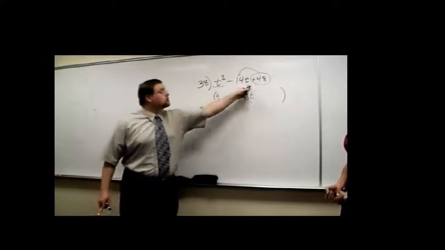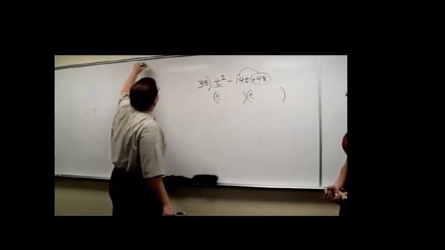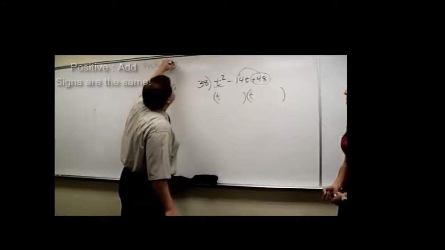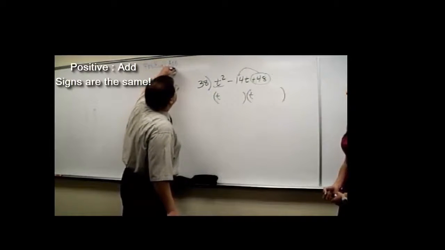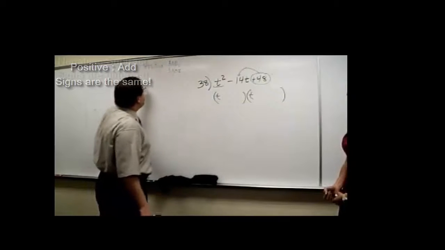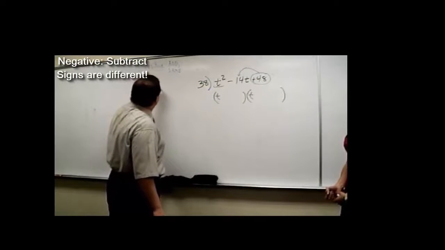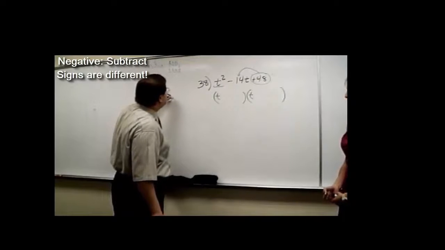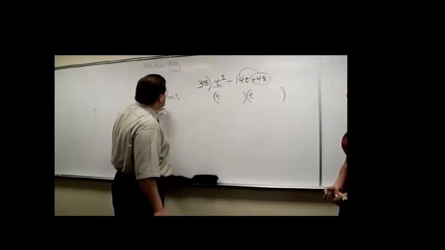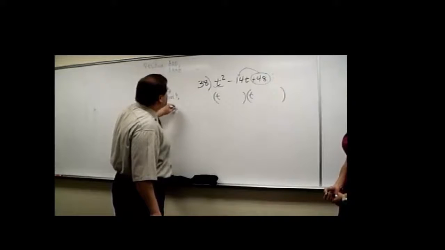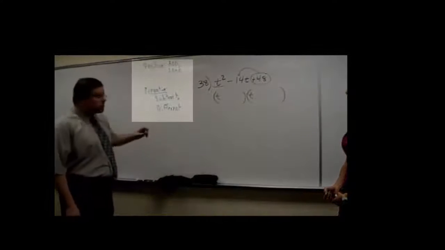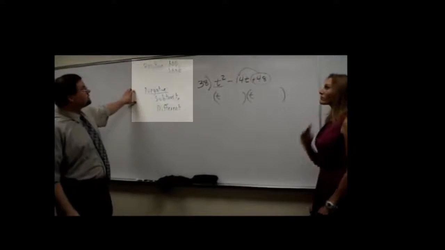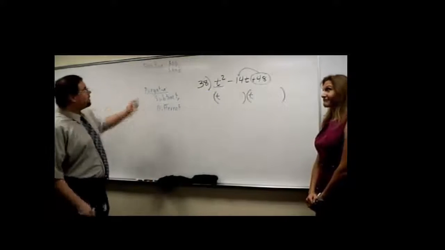And the last term is positive. That means we have to add, and the signs will be the same. However, if it's negative, you will have to subtract, and the signs will be different. So when I say the same signs, that means they'll be either plus, plus, or minus, minus. But when they're different, one plus, one minus. Make sure you write this down. If you're not writing this down, you have to rewind.